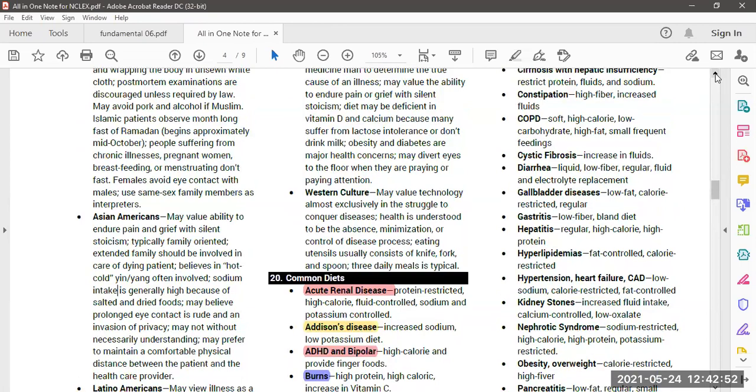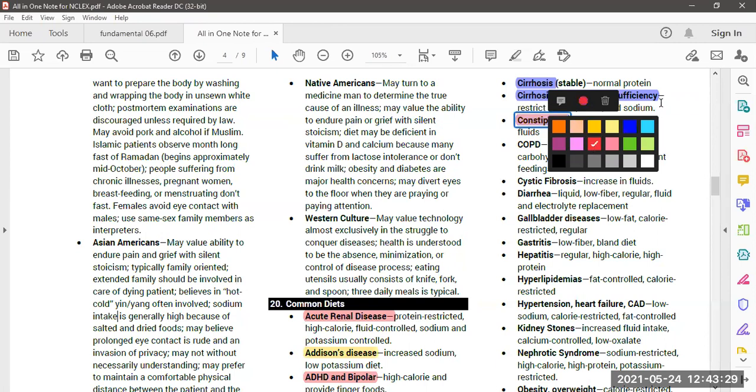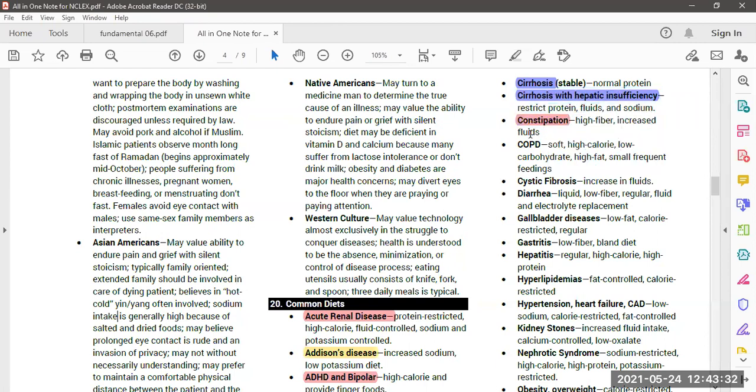Next here, if patient got hospitalized because of cirrhosis, give them normal protein. If patient have a cirrhosis with hepatic insufficiency, give restricted protein, fluid, or sodium. If patient have a constipation, we give them high fiber and increase enough fluid.